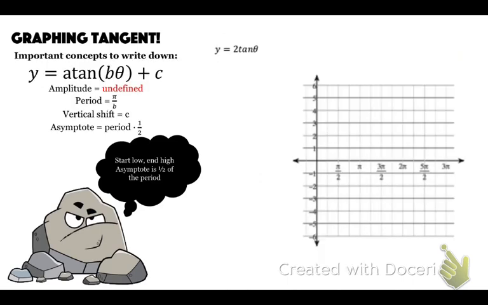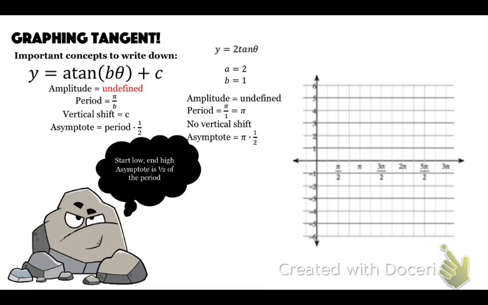Okay, so here, y equals 2 tangent of theta. So that means my a value is 2, my b is 1. I don't really care about the a value, though, because the amplitude's undefined, so it doesn't matter to me. The period is pi over b, so pi over 1, which is pi. And the asymptote is pi times a half, which is pi halves. So I'm going to go over to pi halves and draw my first asymptote.